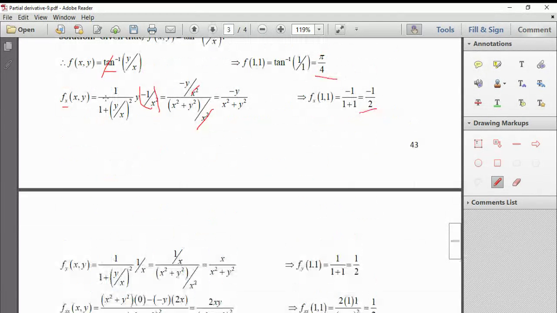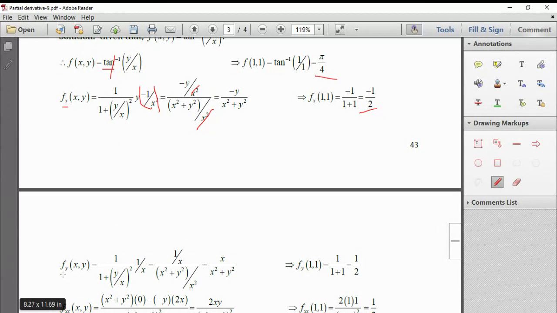Similarly, differentiate this with respect to y. So outside term function is tan inverse. What is the derivative of tan inverse? 1 by 1 plus this term whole square. Forget tan inverse. Now you have to differentiate y by x.